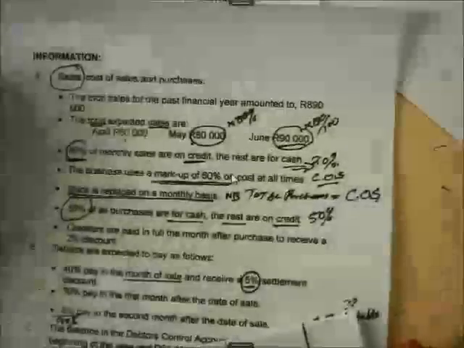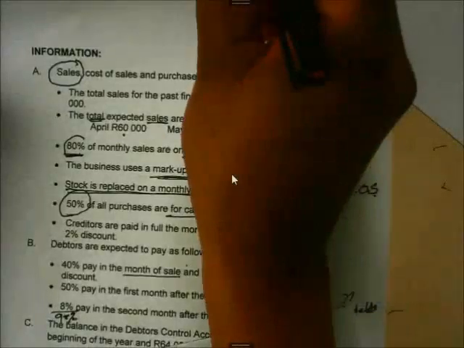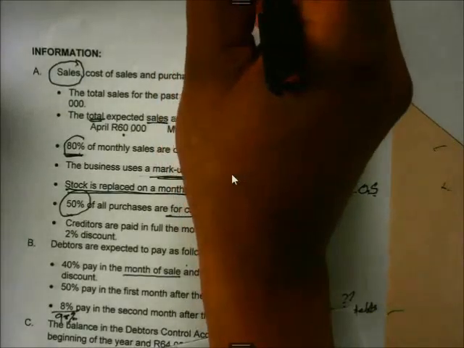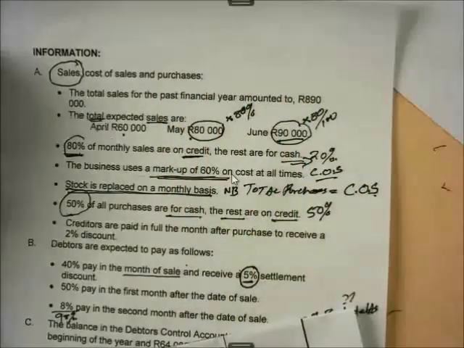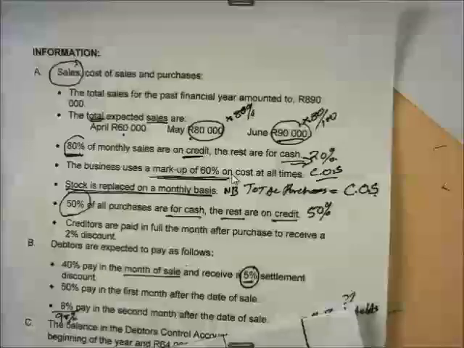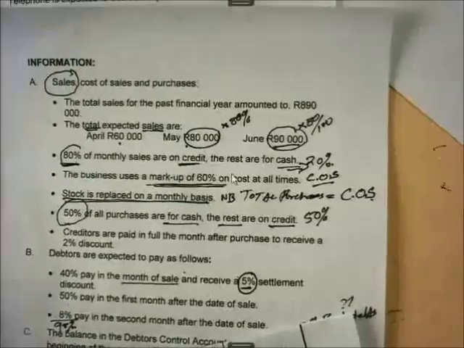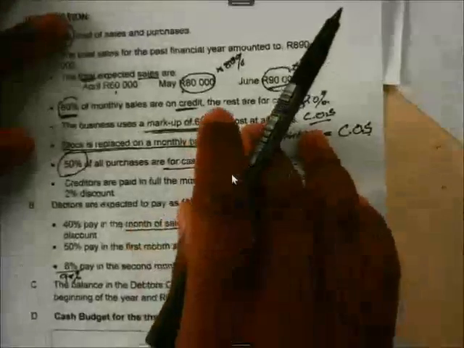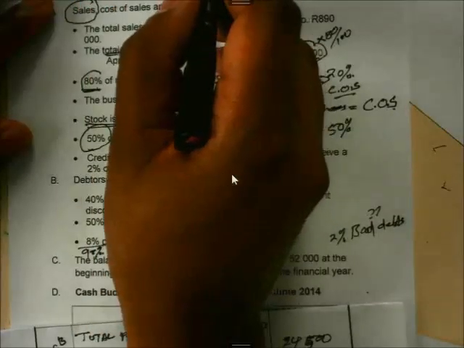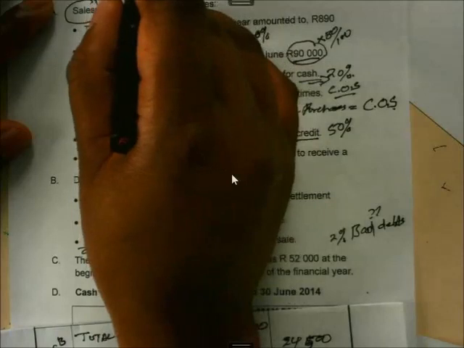The next amount that we need to calculate is D. That is the telephone for June. What have you been told? We have been told here that telephone is expected to decrease. Telephone is expected to decrease by 8%.